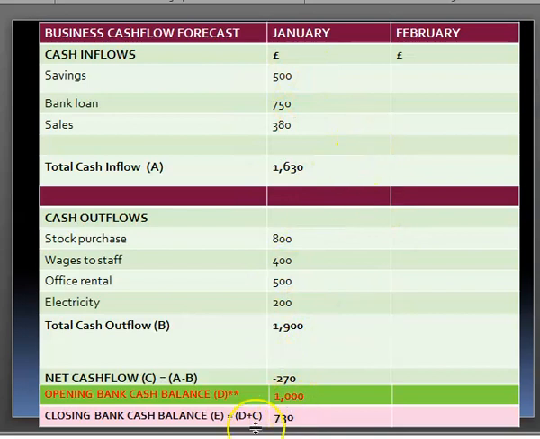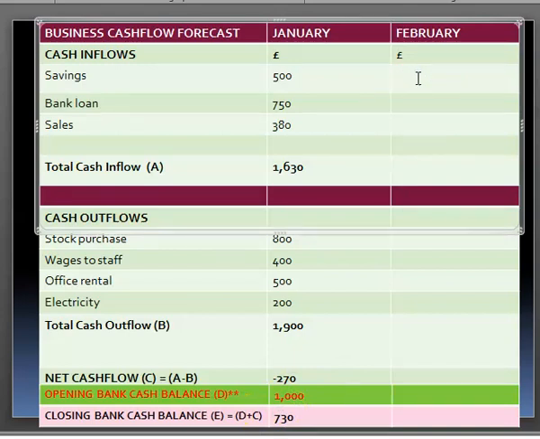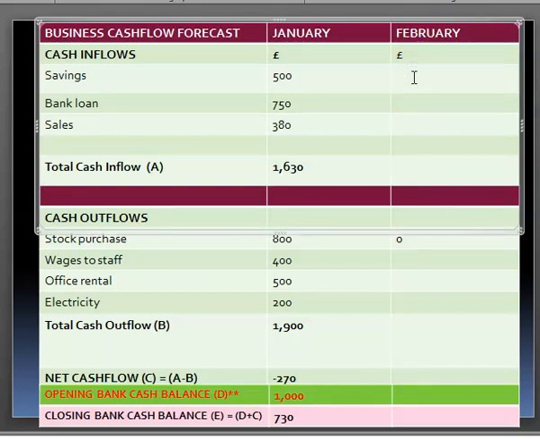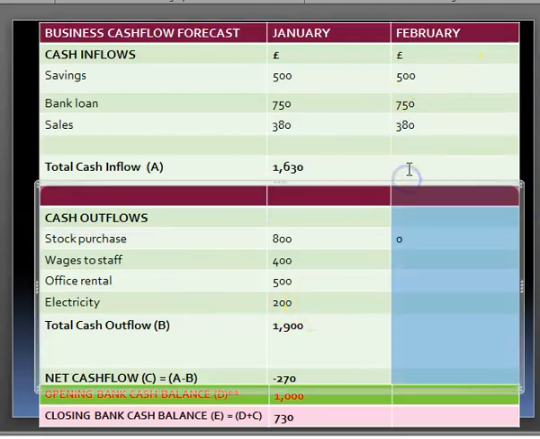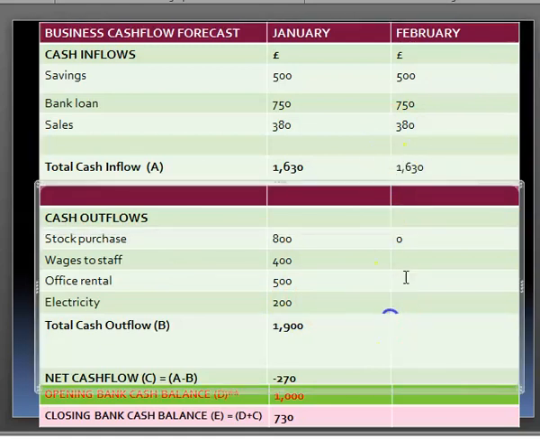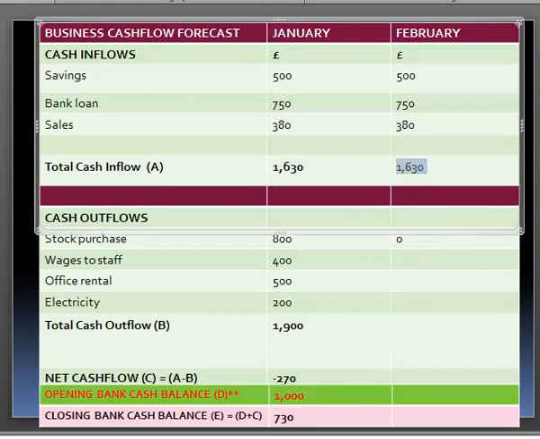Now we're going to apply the same scenario for February as usual. In February, everything remains the same except for the fact that they did not have any stock purchase. So when it comes to the stock purchase, we put 0 in there, but everything else remains the same. The savings is £500, the bank loan is 750 still, the sales is 380. When you calculate everything, they still have 1,630 because nothing changes in February.